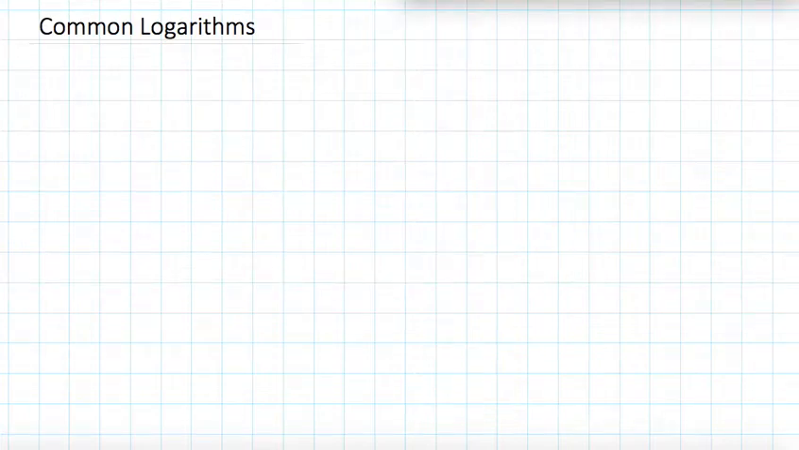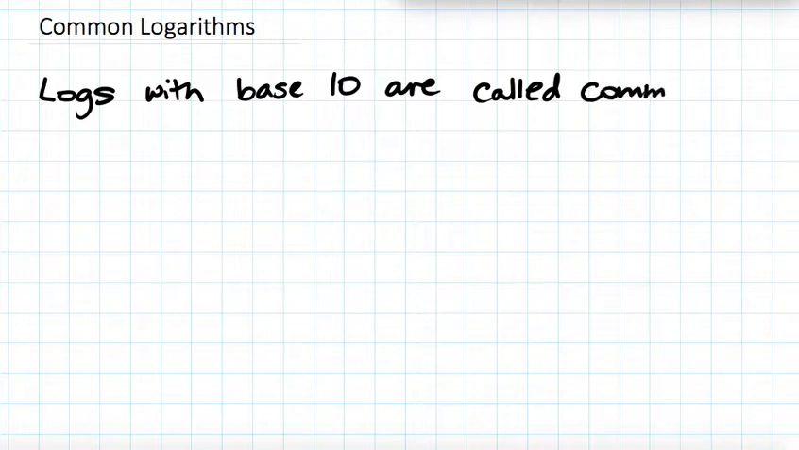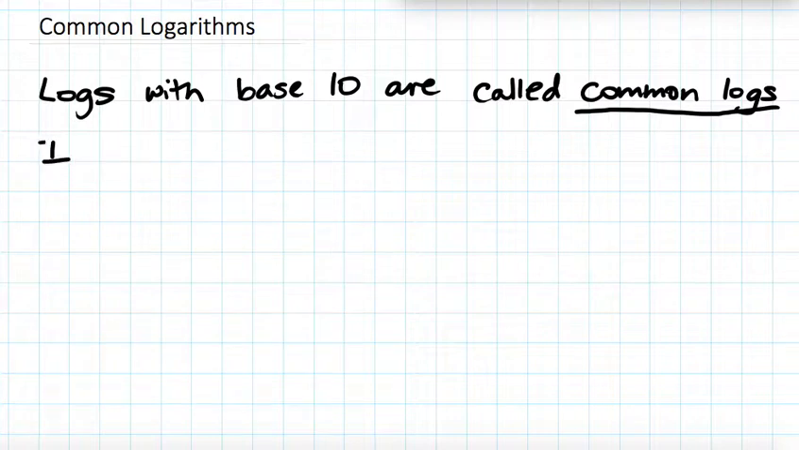In this video, we're going to look at some application problems for logarithms, and we're going to start by looking at what's called common logarithms. Common logarithms are logs with base 10. If the base is not written in a log, it's assumed to be 10.